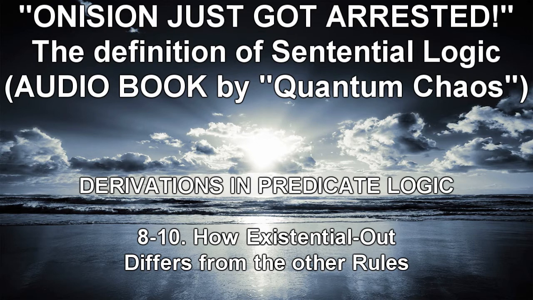First, consider a simple application of the rule ∃O. ∃xFx, therefore Fa. This is a valid argument of predicate logic, and the corresponding derivation is trivial. 1 ∃xFx PR, 2 Fa DD, 3 Fa 2, ∃O. Next, consider a simple application of the rule ∃I. Fa, therefore ∃xFx. Again, the argument is valid, and the derivation is trivial. 1 Fa PR, 2 ∃xFx DD, 3 ∃xFx 1, ∃I.